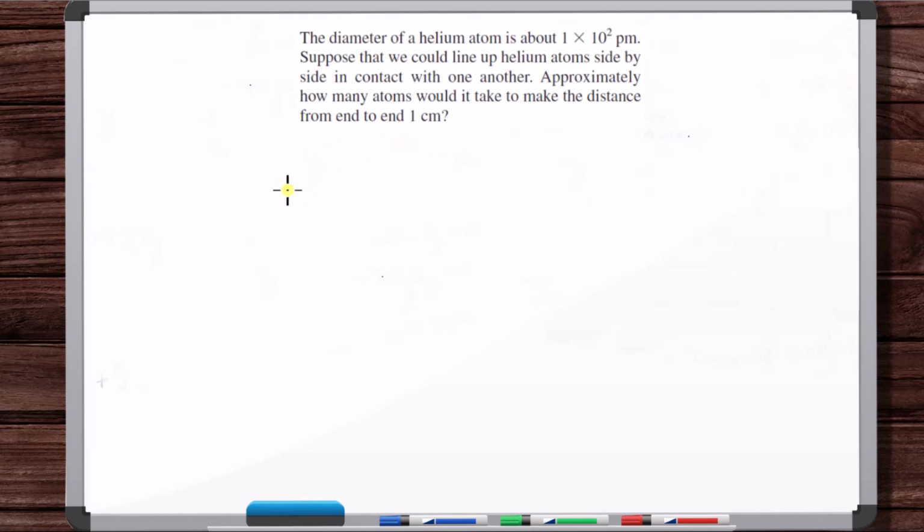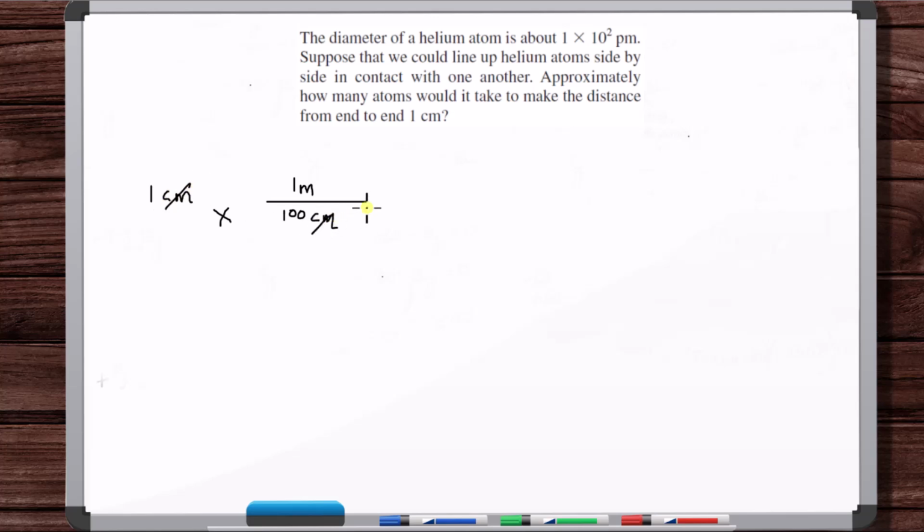Okay, so what we do is we start with what we know. We've got 1 centimeter. Now, we need to convert to picometers, so let's first convert to meters. You've got 10 to the second, so 100 centimeters, right? Centi, in 1 meter.